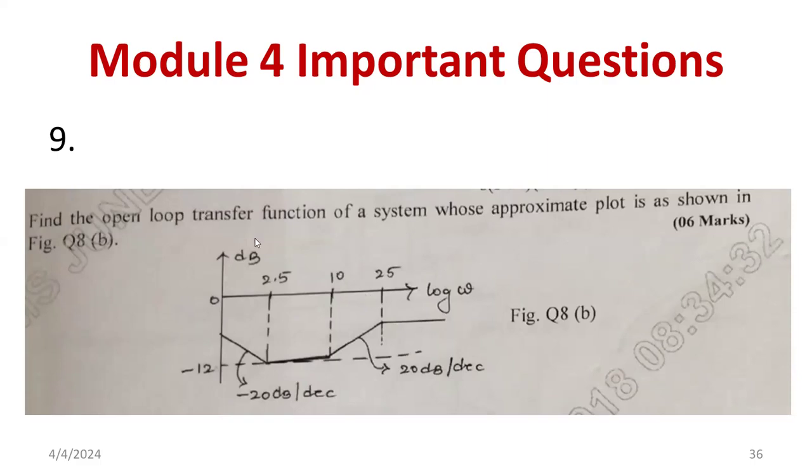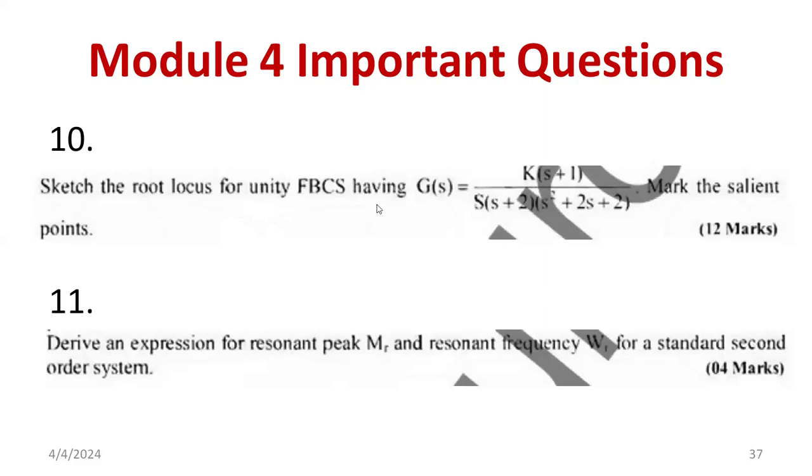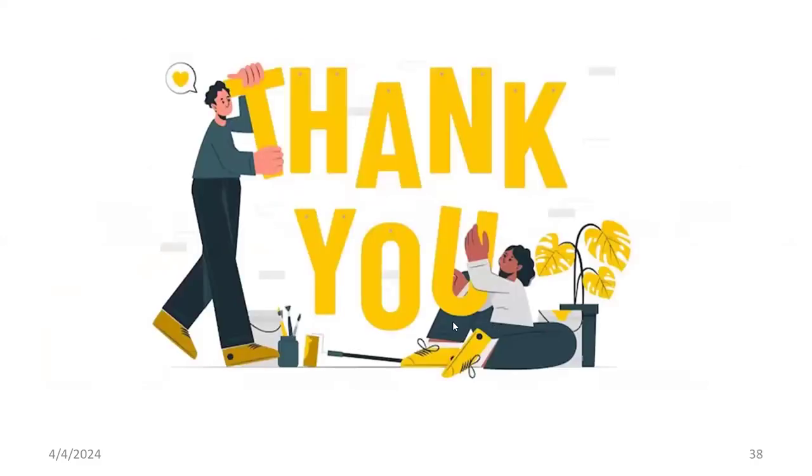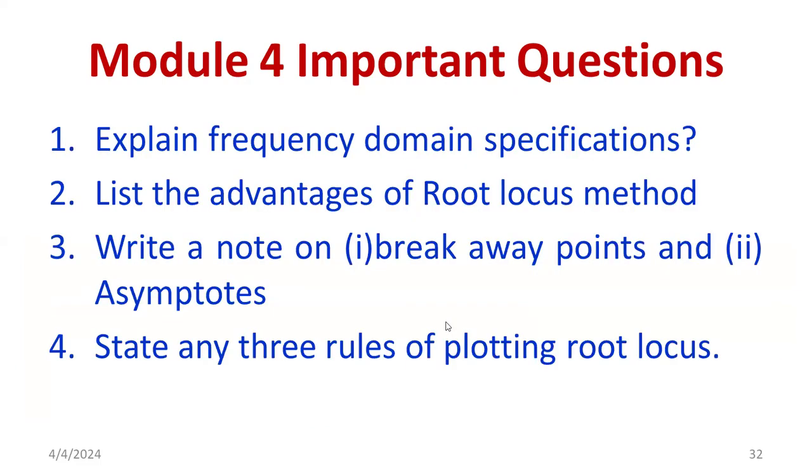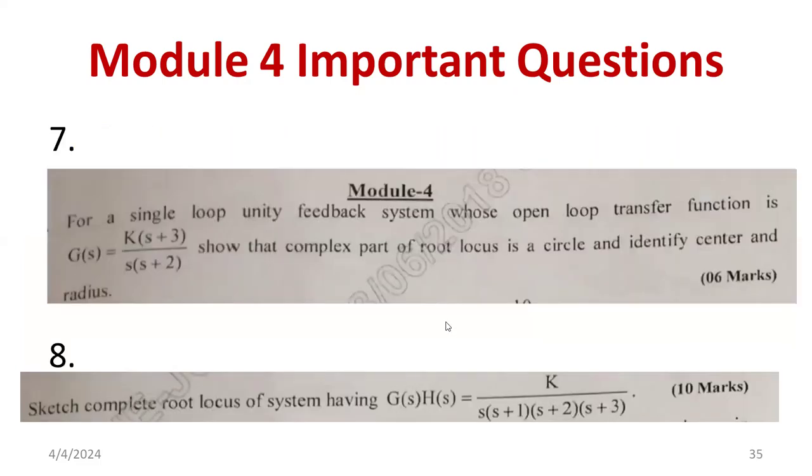Find the open loop transfer function based on the given Bode plot. Sketch the root locus for the given function. Then derive an expression for resonant peak and resonant frequency omega r for a standard second order system, which has a weightage of 4 marks. So these are the important questions. You'll be getting many numerical examples. The theory part is very small, but if you focus on it, you can score well in the numerical examples.